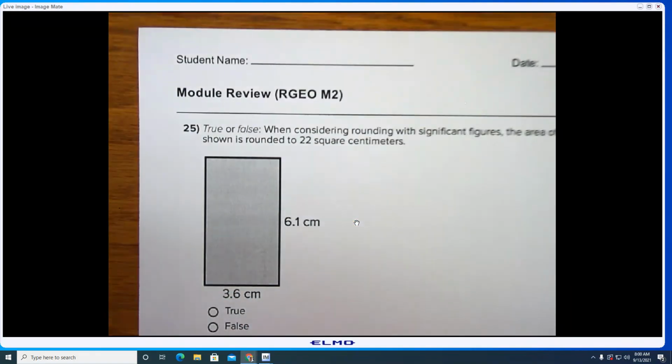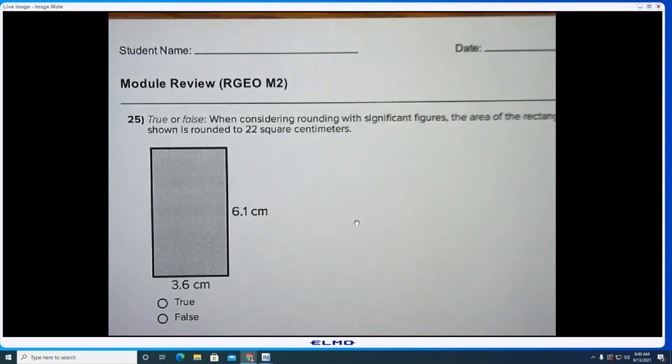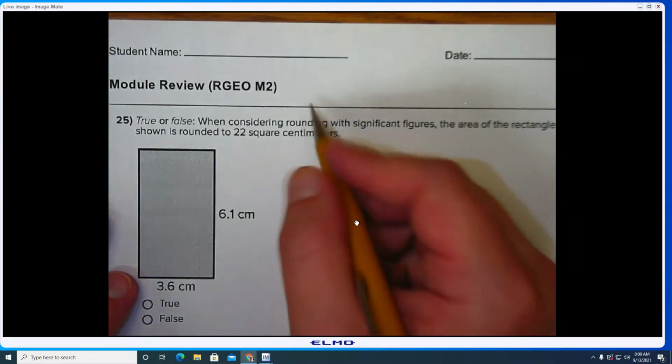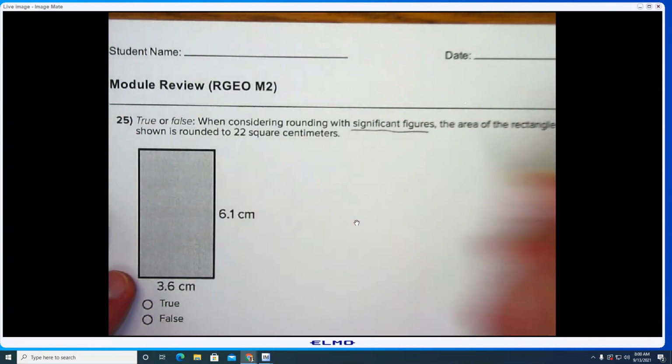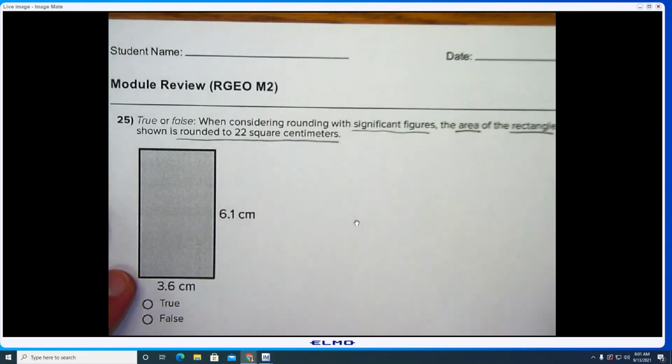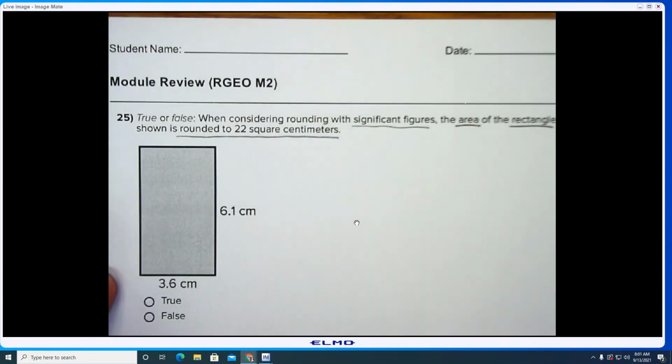Last one. 25. True or false? When considering rounding with significant figures, we have the area of the rectangle is rounded to 22 square centimeters. Is that true or false?